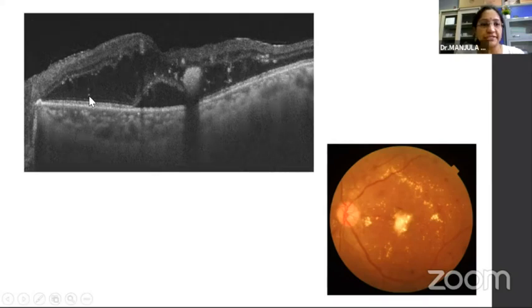One more thing you have to notice is that these tiny hyperreflective dots are not limited only to the outer layers. They are seen throughout the retinal layers. You can even see them in the choroid also in some cases. These are called hyperreflective dots or HRDs, and they are only OCT findings. They are not seen clinically.